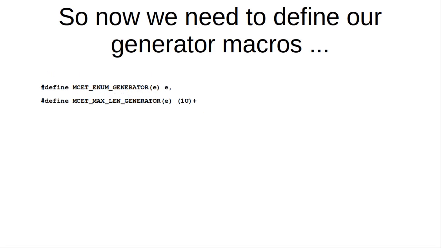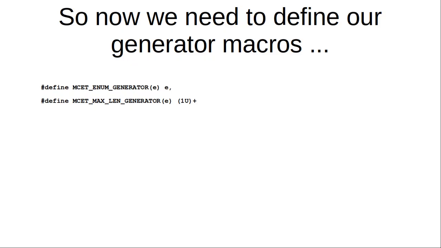So now we need to define our generator macros. Our first generator, mcet enum generator, supplies the enumeration value e followed by a comma, so that it will write a list of enumeration values suitable for an enum type declaration. The last value in the enumeration will have a trailing comma, which you might not write in handwritten code, but it is legal and compiles.